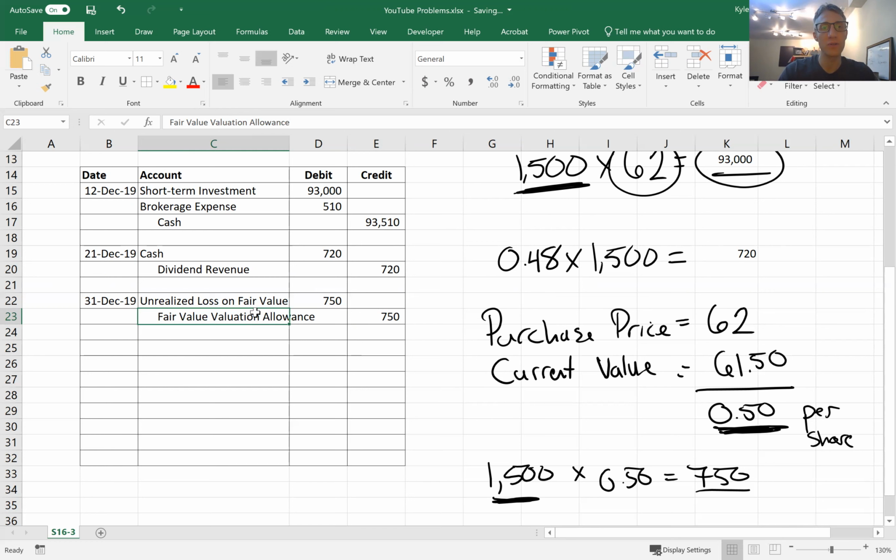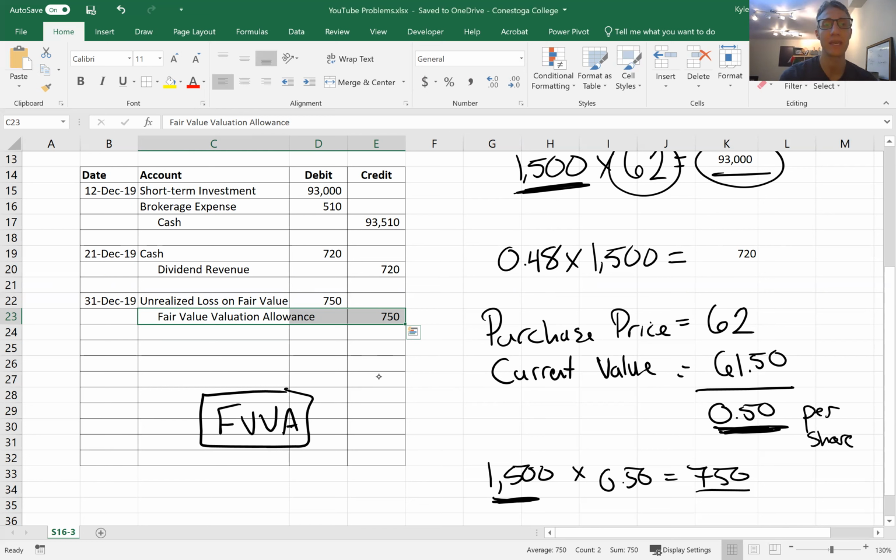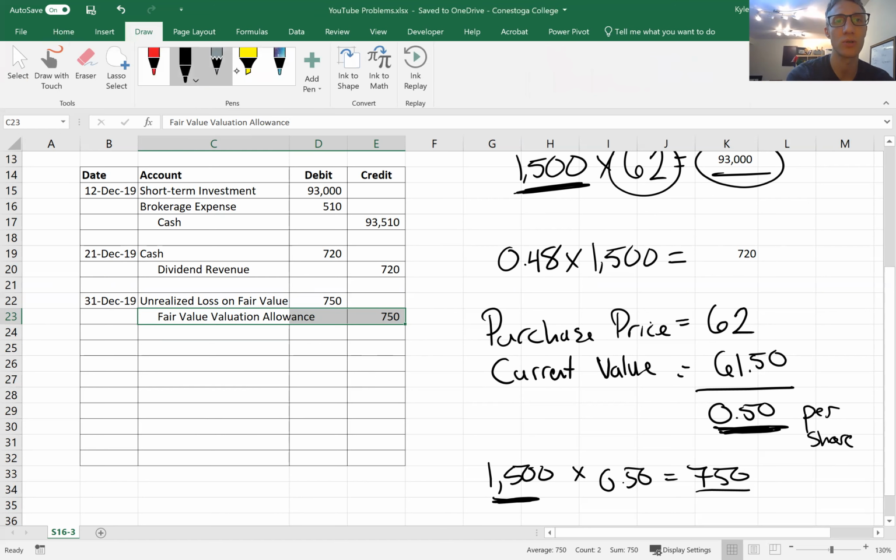This fair value valuation allowance, or I'm just going to abbreviate that to FVVA, is a companion account to the actual investment. So you use it to either offset or add to the investment account to determine the carrying amount of the investment. In this example, we have a short-term investment that we recognized a journal entry for right at the very first transaction, December 12th, 2019.